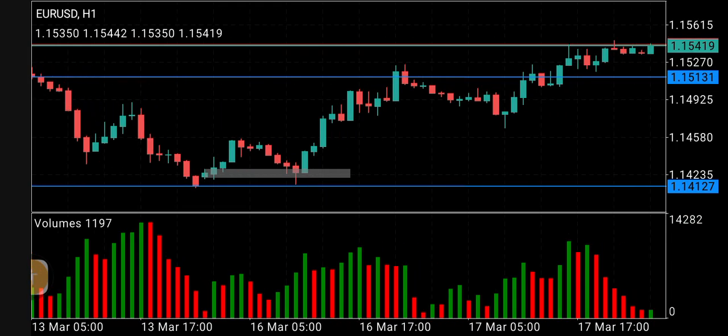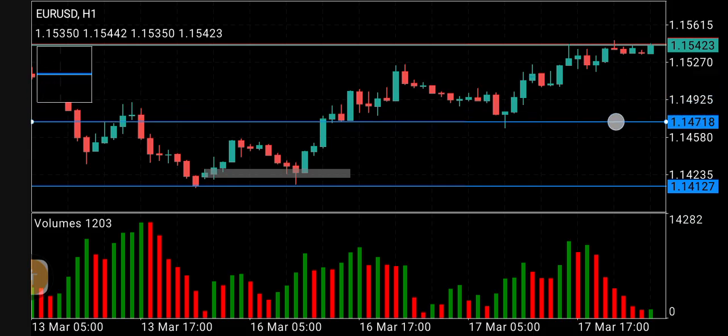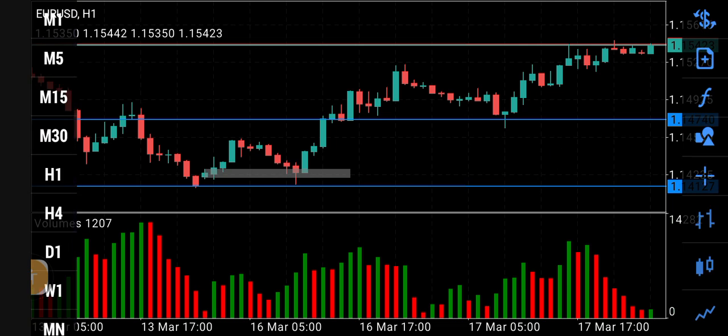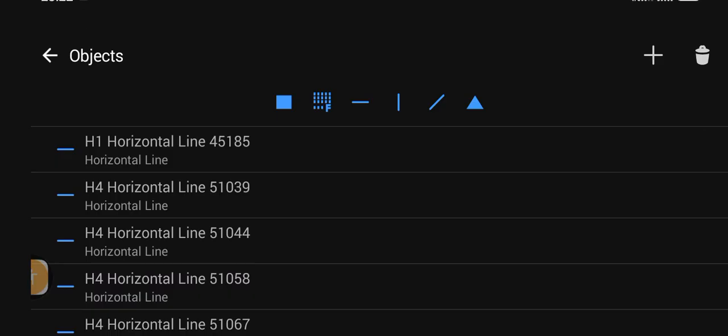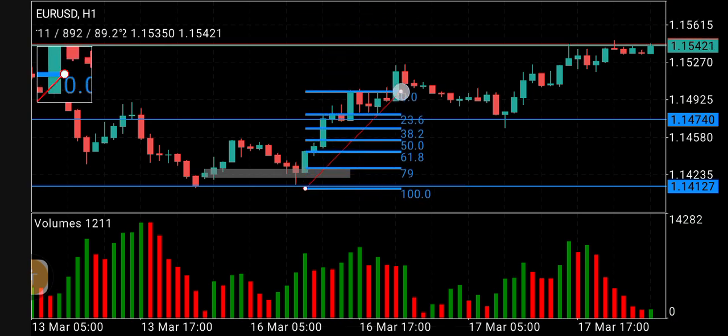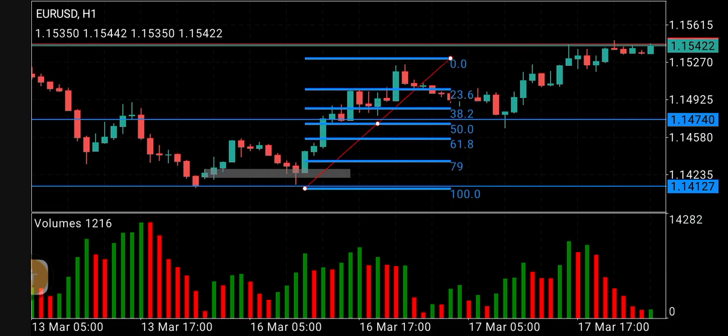I took this trade yesterday, this one. How did I spot it? From that my H1, I now saw an order block here. Then I applied my Fibonacci again. So this time around, the Fibonacci will start from here to here.